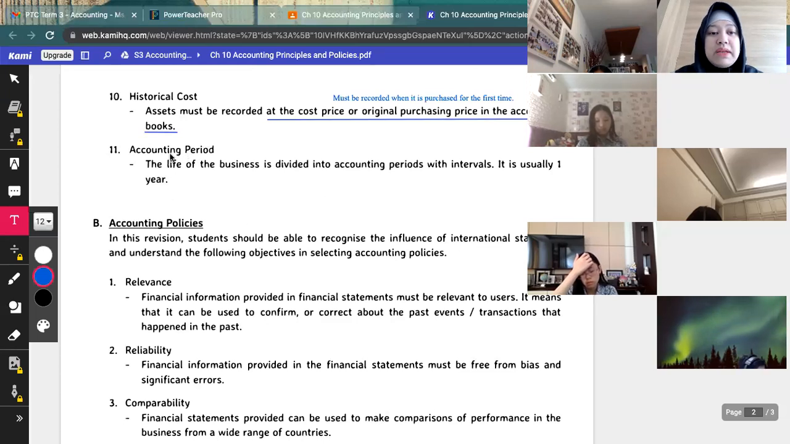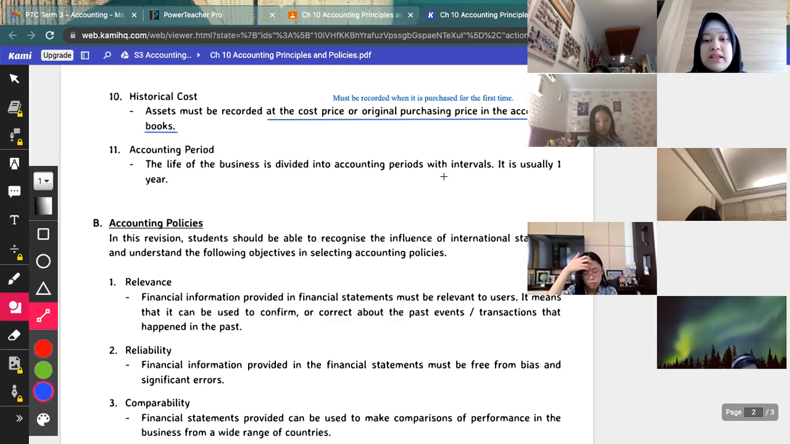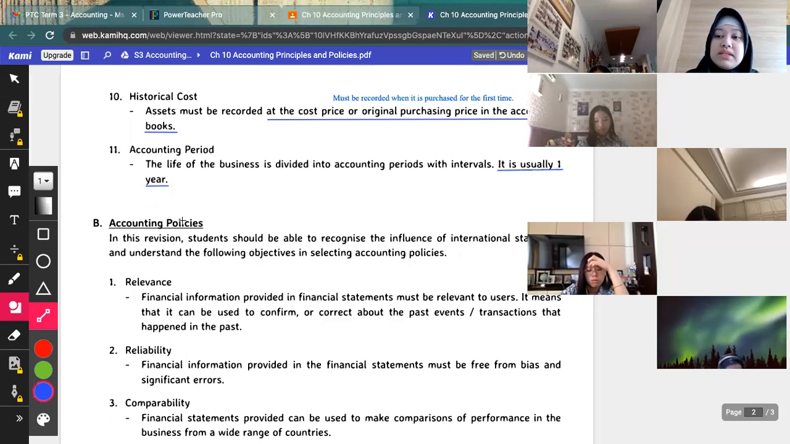Next is accounting period. I believe you are familiar with accounting period and you understand this better because we have studied this and we discuss this more often, yeah? Accounting period is the life of the business that is divided into accounting periods with intervals. Now, that interval is usually 1 year. Is there any other interval? Yes, which is 6 months or 3 months.